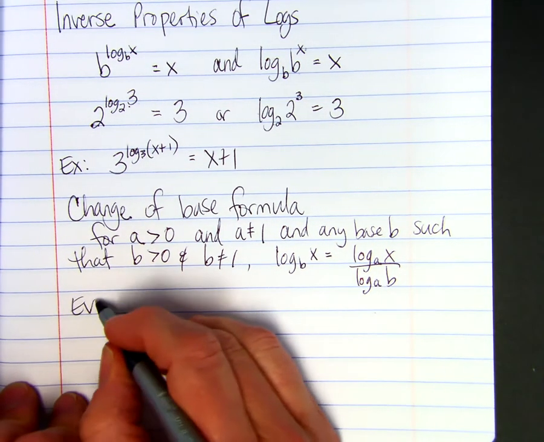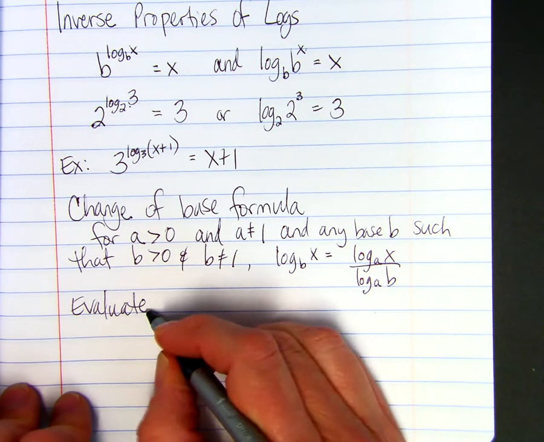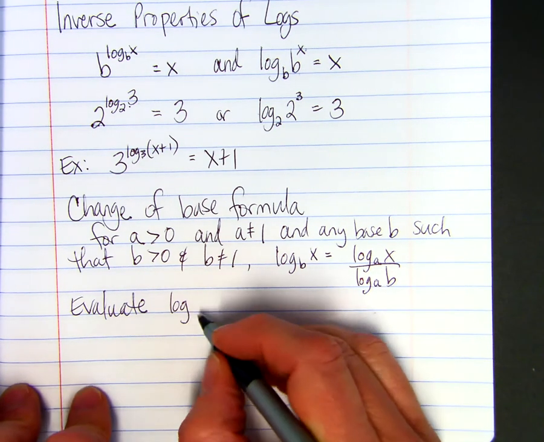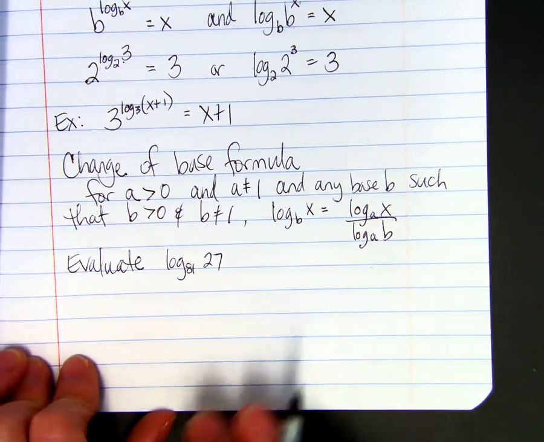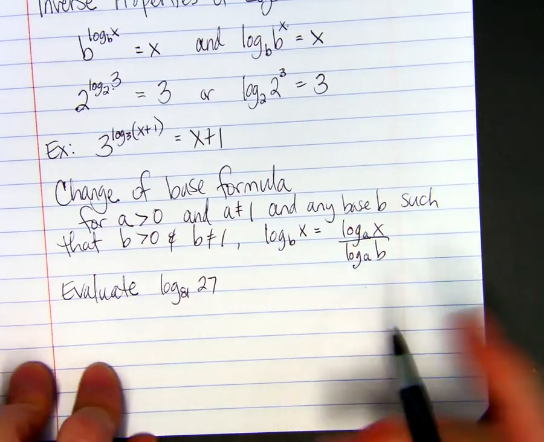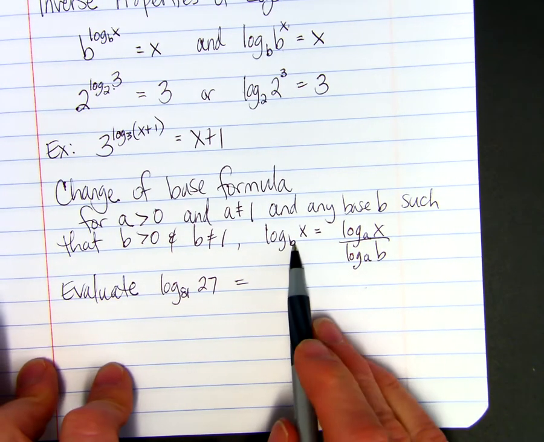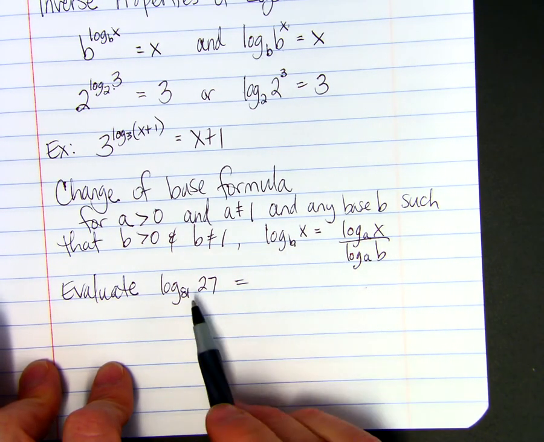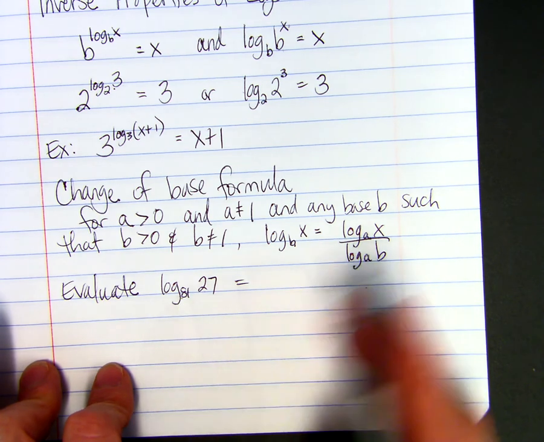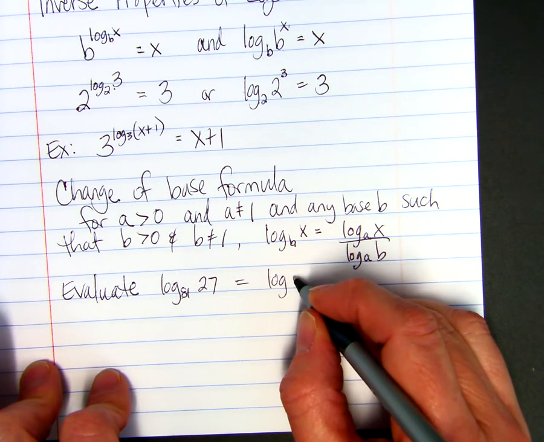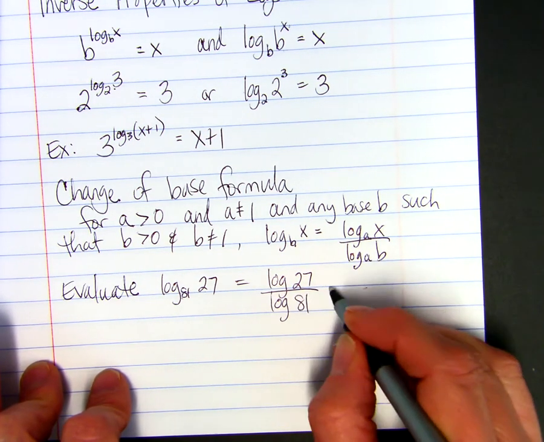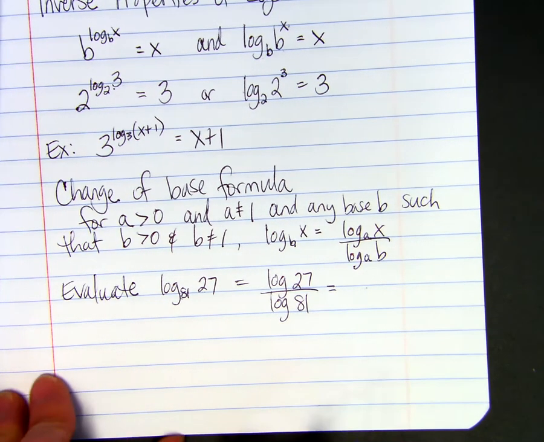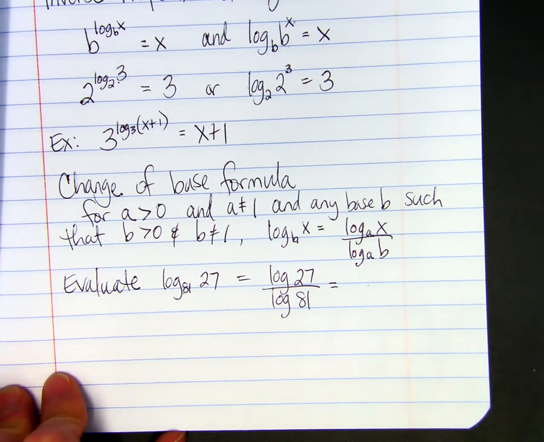So for example, if I had to evaluate log base 81 of 27. Well, I can't do a different base on my calculator, but I can change the base to base 10. So I can do log of 27 divided by log of 81. And then that would give you what that would equal if you just plug it in your calculator.